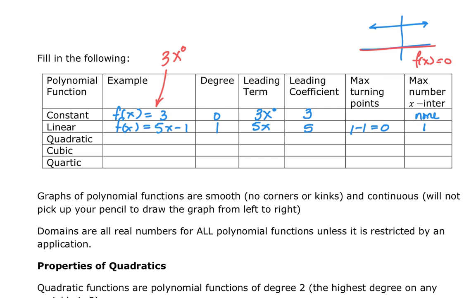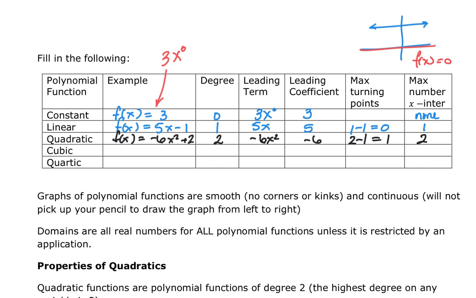Quadratics, which is what we are going to be focusing in on this video, f of x is equal to negative 6x squared plus 2. The degree is 2. The leading term is negative 6x squared. The leading coefficient is negative 6. Max number of turning points, 2 minus 1, which is 1. And I'm going to say right now, quadratics are guaranteed to have one turning point. They are guaranteed to have one turning point. The max number of x-intercepts is 2. We are not guaranteed x-intercepts when we have quadratics.